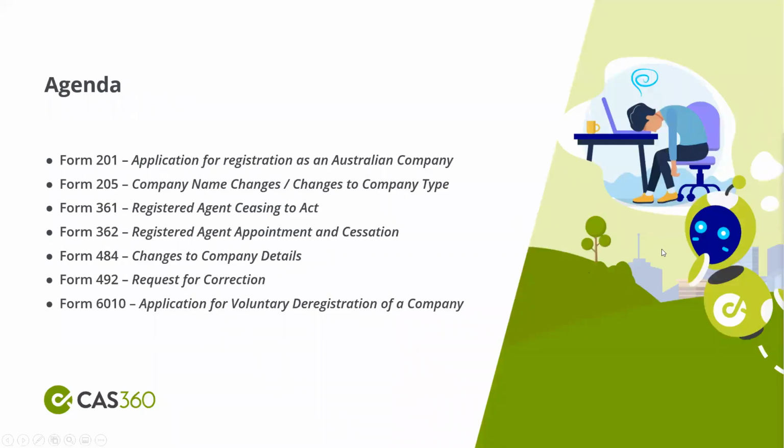Perfect. So let's have a look at the agenda for today. These are generally some of the most common forms that we see submitted and processed through CAS 360, as well as we will be mentioning a couple of others as they coincide with these particular forms. So as you can see on the screen, these will be the forms that we'll be going through today, starting with Form 201, the registration for a company, and then finishing up with the voluntary deregistration for a company.